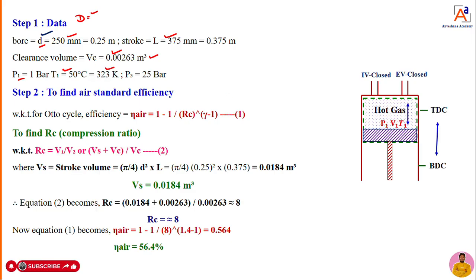323 Kelvin. Then the maximum pressure they have given is 25 bar. These are the given data I have listed in the first step. That's fine. Now to find the air standard efficiency, we did the derivation in the previous class, right? What is the equation now?